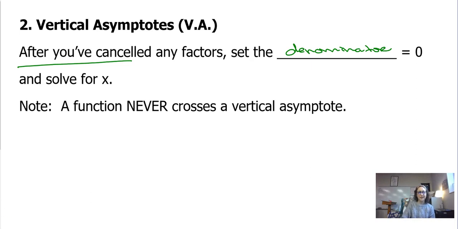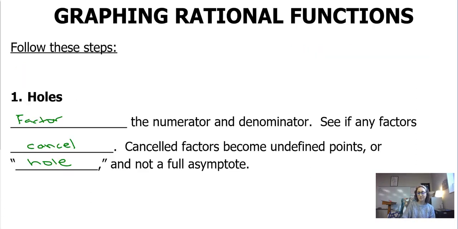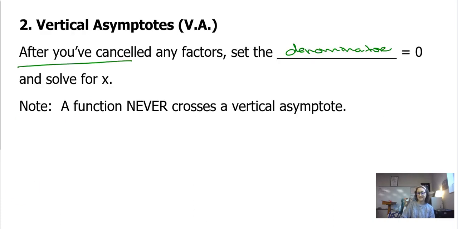Okay, so vertical asymptotes and holes, remember, those are your discontinuities. So that's all about looking at the denominator, okay, because those are gaps in your domain. So you look and see where the denominator is 0. If it's a factor that cancels, that's a hole. If the factor does not cancel, does not remove, then that is a vertical asymptote.